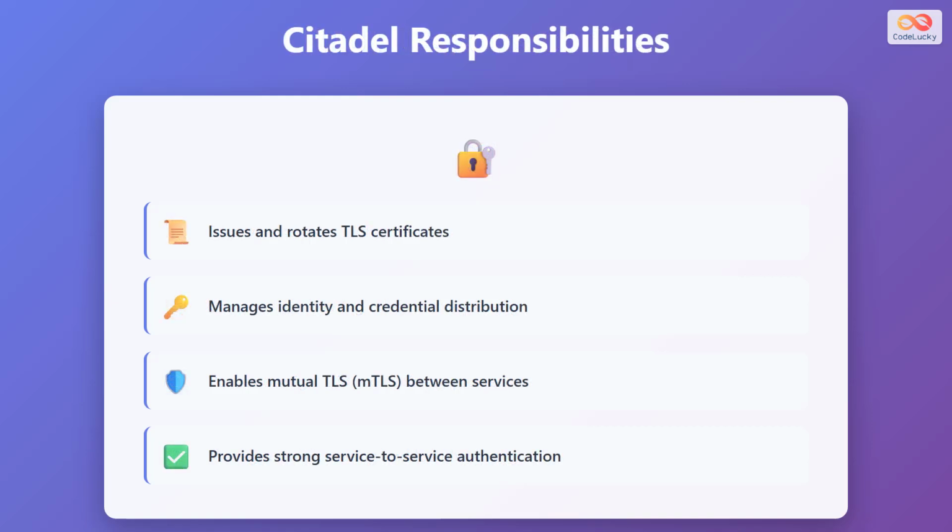Citadel is the security component within Istiod. It issues and automatically rotates mTLS certificates for all services in the mesh, ensuring that certificates don't expire and compromise security. Citadel manages identity and credential distribution, giving each service a unique cryptographic identity. It enables mutual TLS, or mTLS, between services, which means both the client and server authenticate each other. This provides strong service-to-service authentication, preventing unauthorized access and man-in-the-middle attacks.